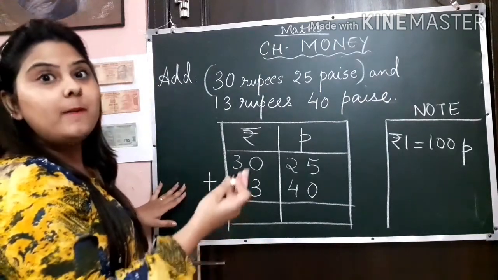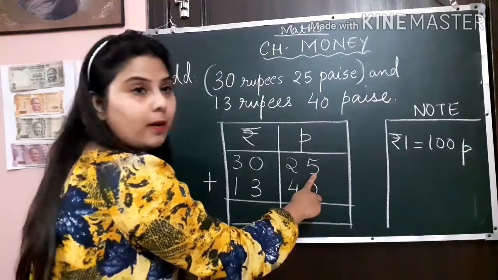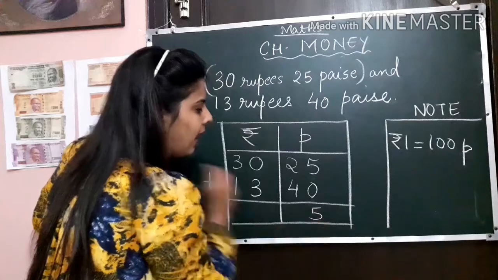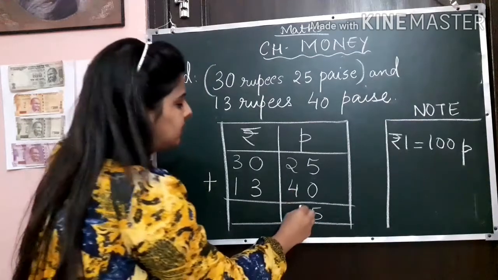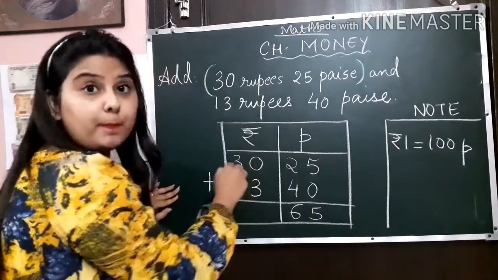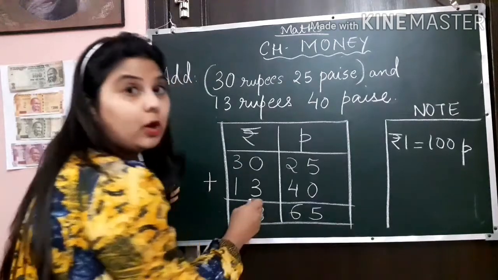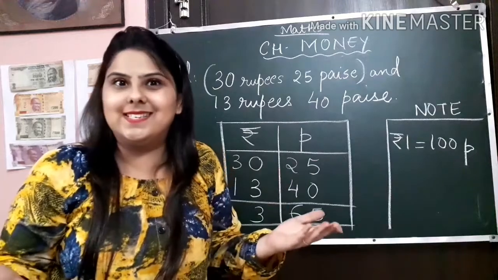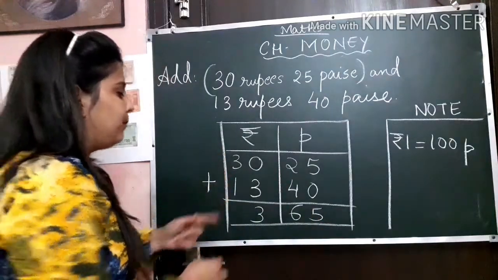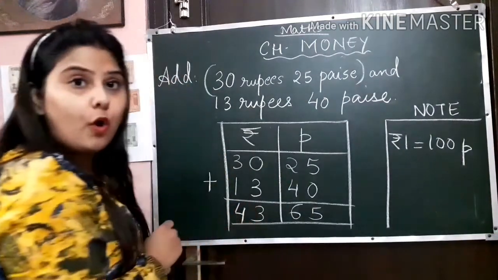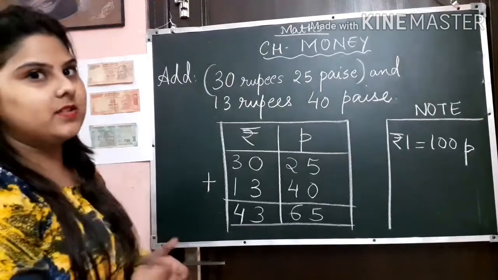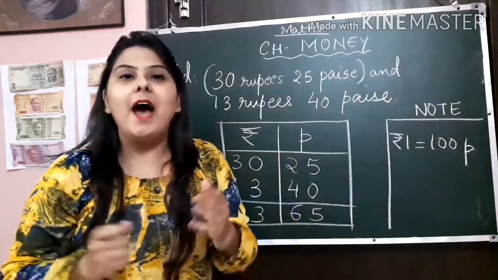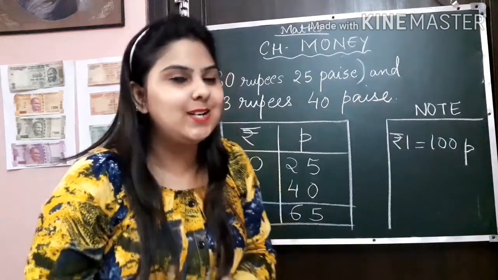Now add your amounts starting from the ones place. 5 plus 0 results in 5, 2 plus 4 results in 6, 0 plus 3 results in 3, because any number added with 0 gives me the number itself. Very good. And 3 plus 1 results in 4. So what is your answer? Your answer is 43 rupees 65 paise. I hope this sort of question is clear to you.